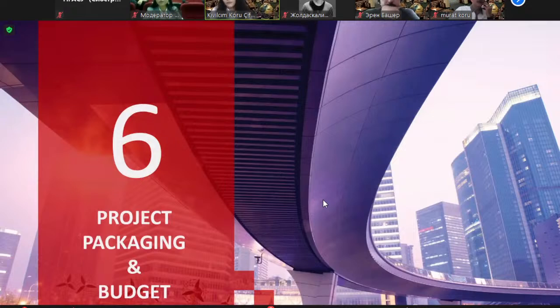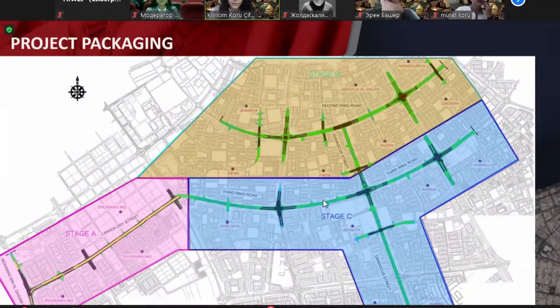So we have chosen our option. We have conducted the final design and we come up with a construction packaging for the project. So we have come up with 3 construction packages. We have divided because the project is huge. As you see, the interchanges are quite huge, and the construction should be divided into packages. That is why we come up with 3 main construction packages.